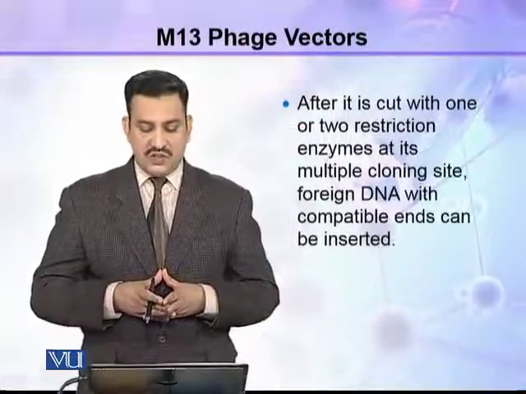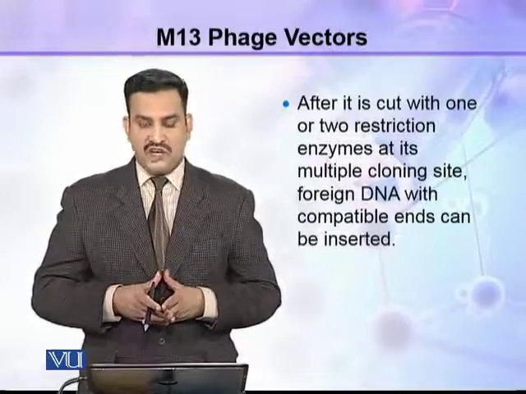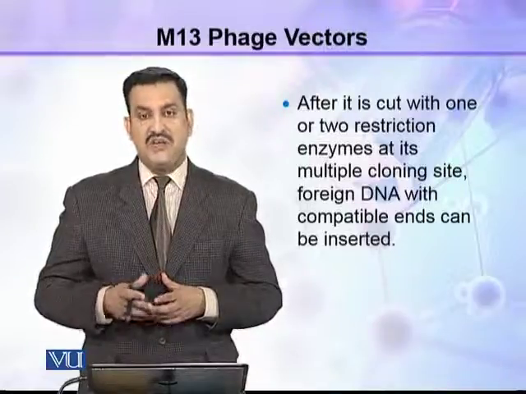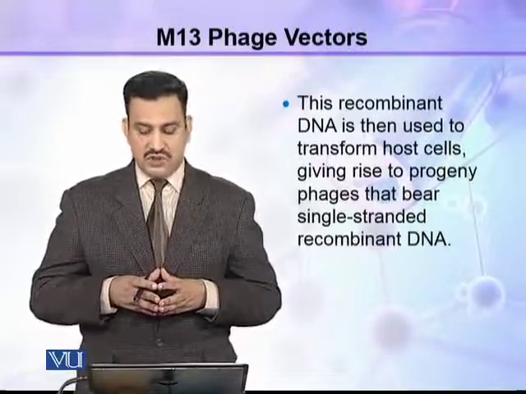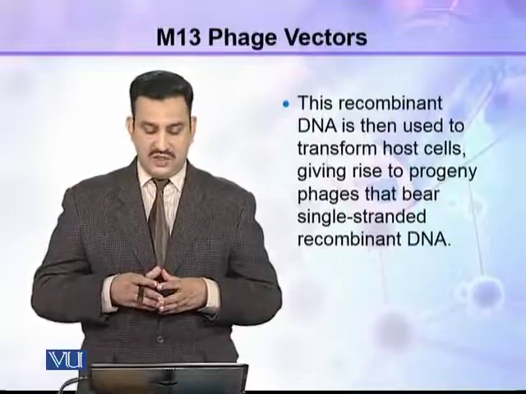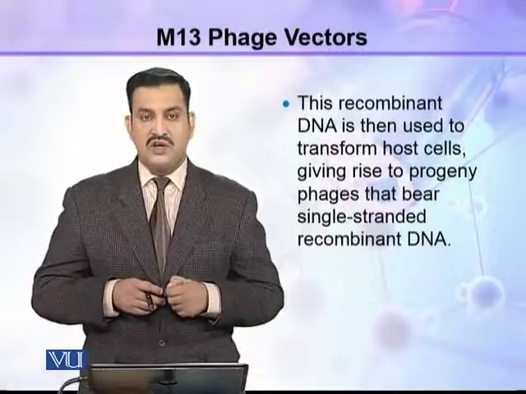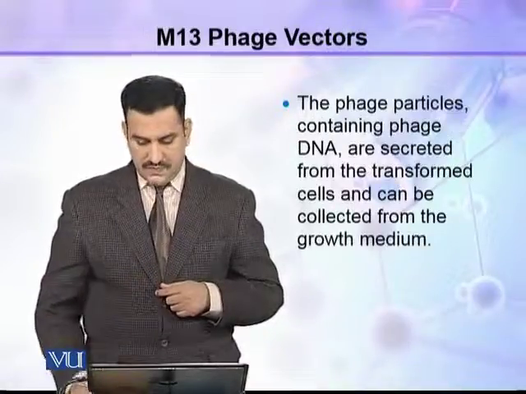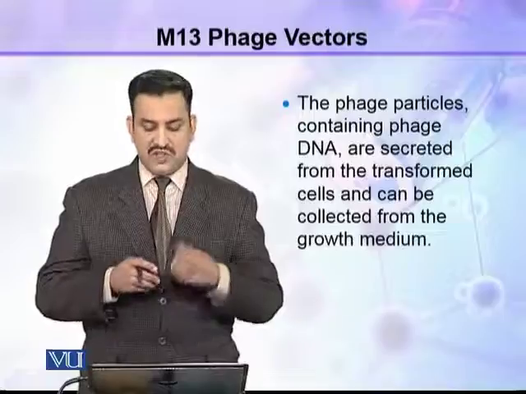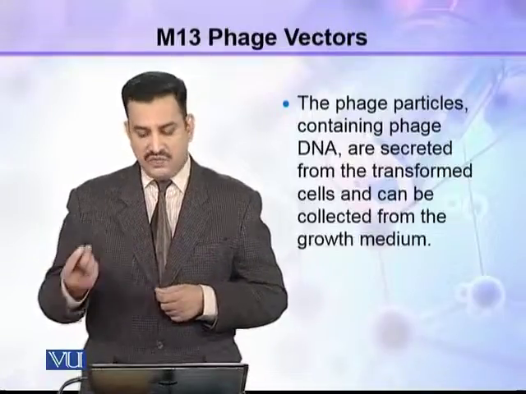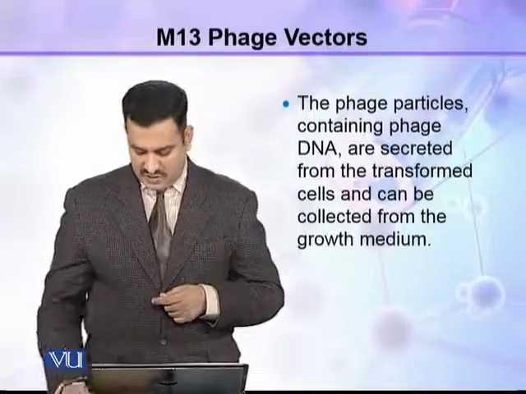After it is cut with one or two restriction enzymes at its multiple cloning site, foreign DNA with compatible ends can be inserted. This recombinant DNA is then used to transform host cells, giving rise to progeny phages that bear single-stranded recombinant DNA. The phage particles containing phage DNA are secreted from the transformed cells and can be collected from the growth medium. वो growth medium में secrete हो जाते हैं वहाँ से फिर collect किए जा सकते हैं.